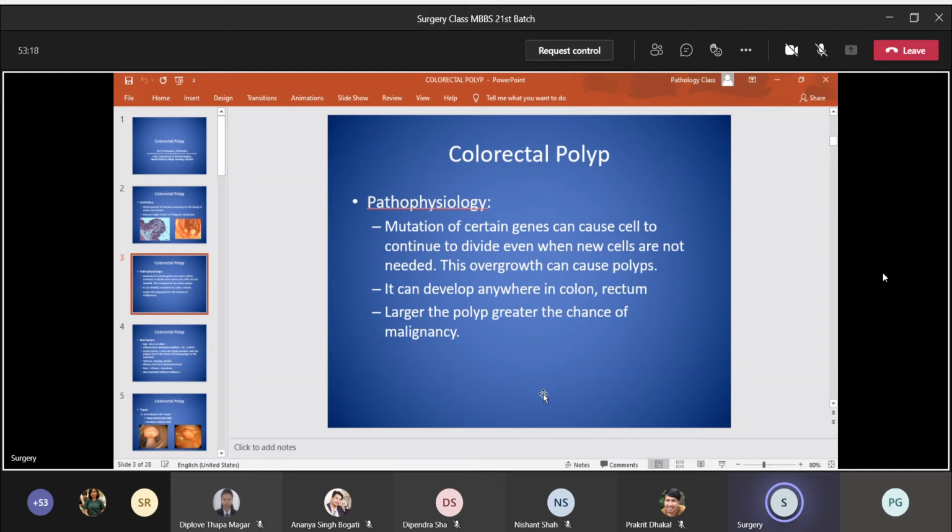It can develop anywhere in the colon and rectum. The larger the polyps, the greater the chances of malignancy. So that's the importance of the polyp. If they are bigger in size and multiple, then the chances of getting malignancy are very high. So this is what you have to know about polyposis.